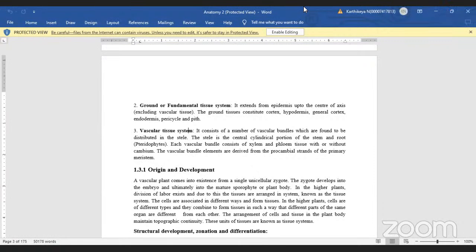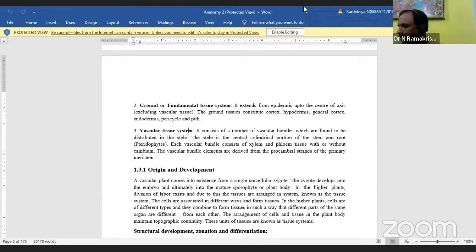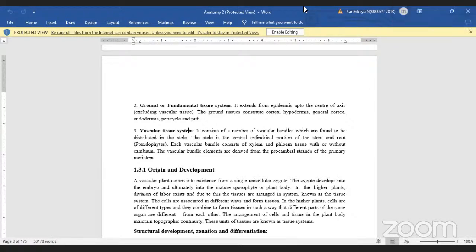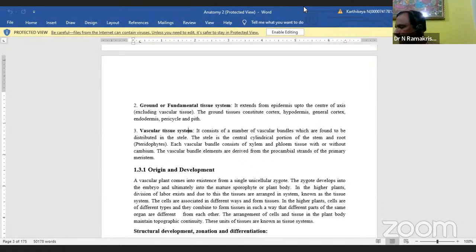When you complete this, almost all of your syllabus is done. One more topic, leaf structure, and then secondary growth. So we'll complete it in the next class, the vascular tissue system.